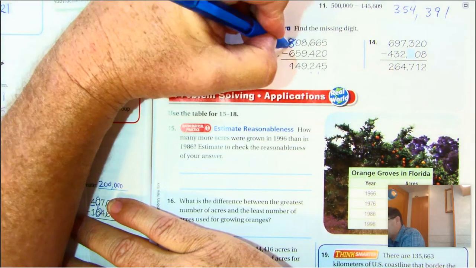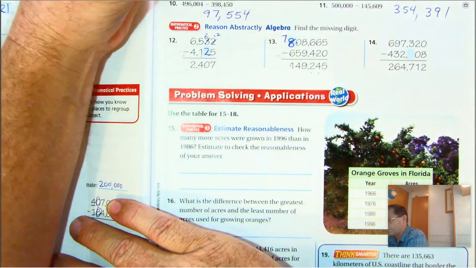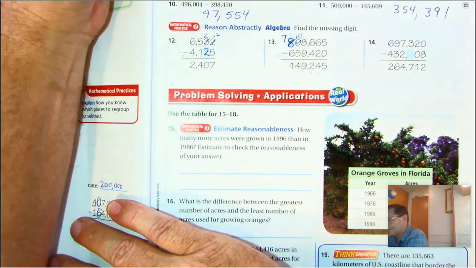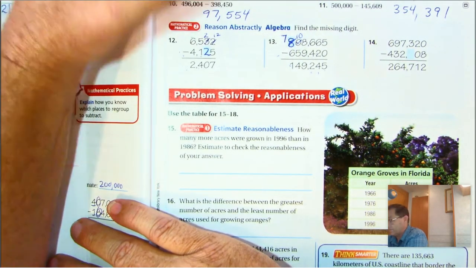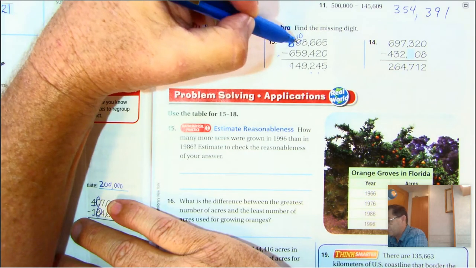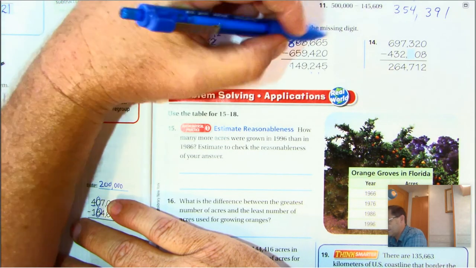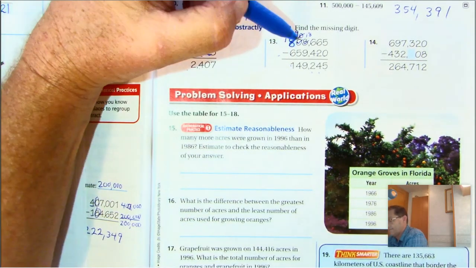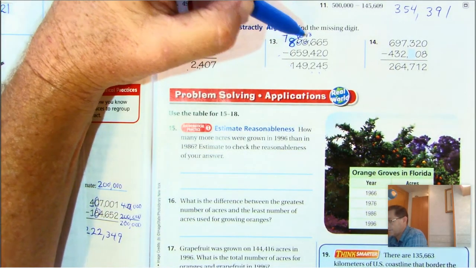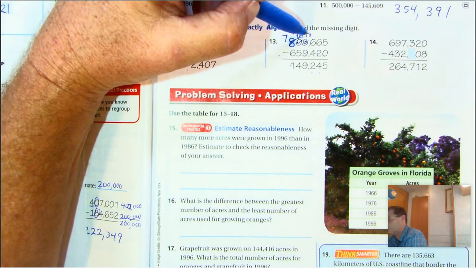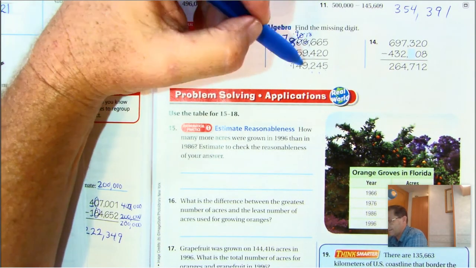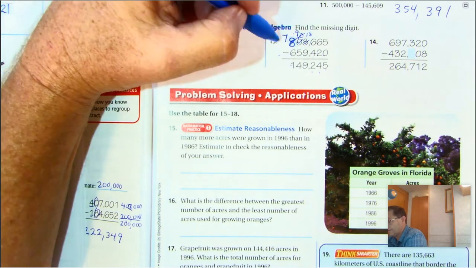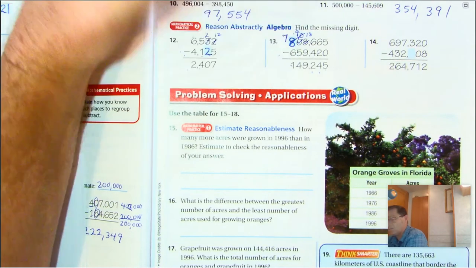Because right now I have to regroup and rename the 700,000 as 10,000s. The reason we need to do that is because we need to be able to give to the thousands. Okay, so we renamed the 10,000s as 9 10,000s and 10 1,000s. 18 take away 9 is 9,000. 9 10,000s take away 5 10,000s is 4. And 700,000 take away 6 is 1.